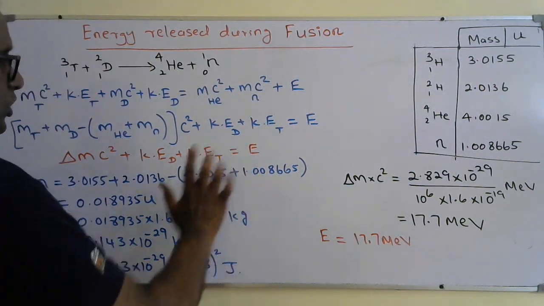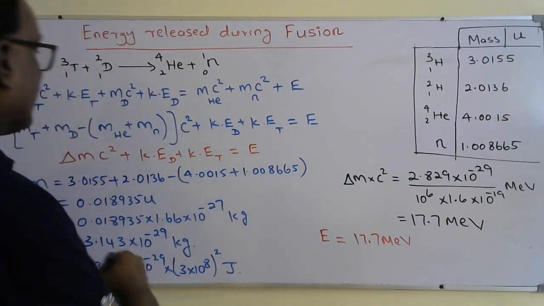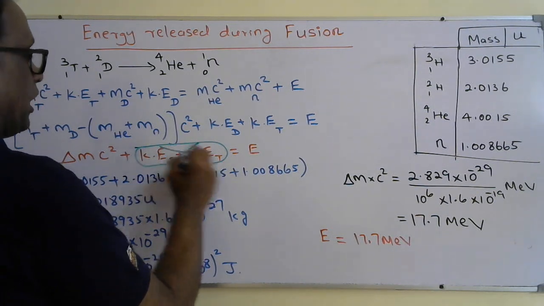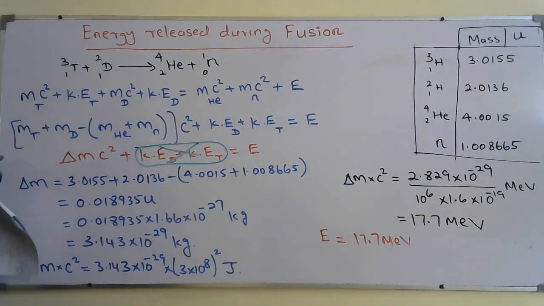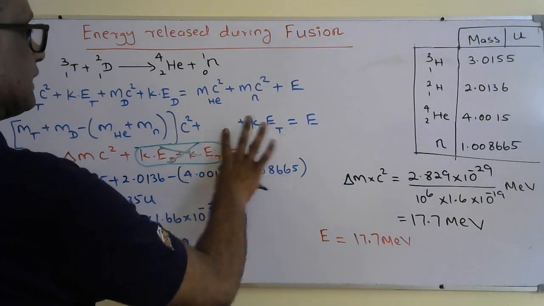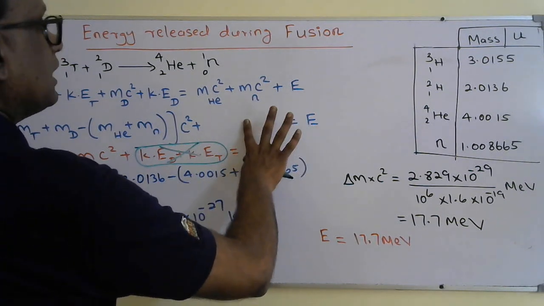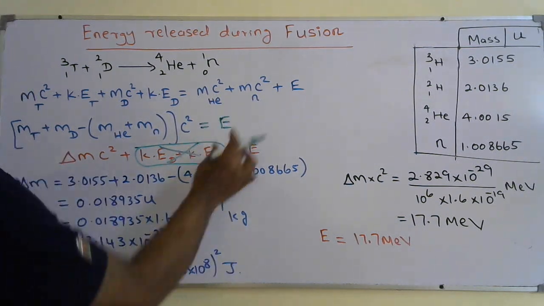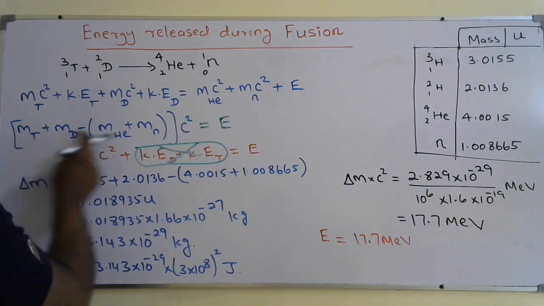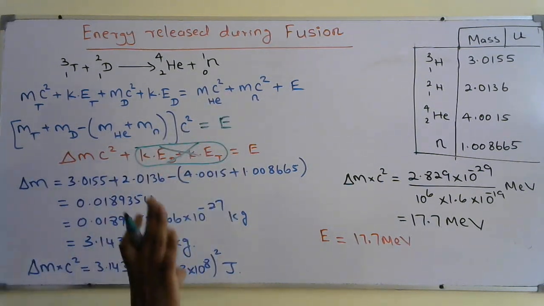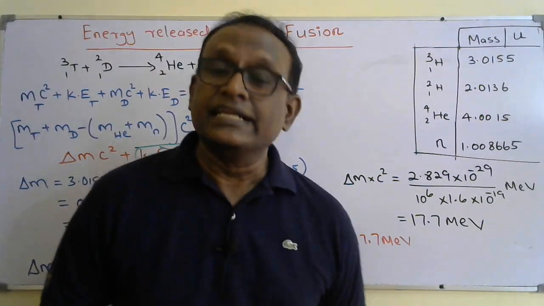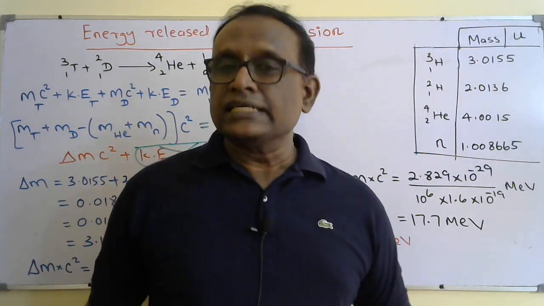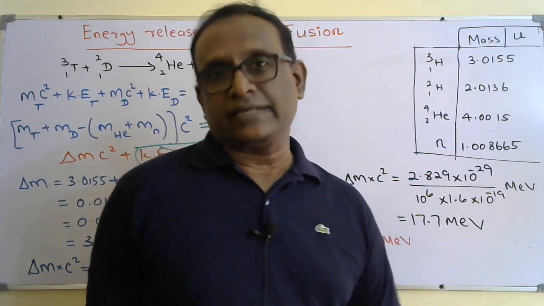That's the energy release. We don't need to consider this part, the kinetic energy of deuterium and tritium. From the exam view, you can directly write this one. So the energy release, that is equal to E, is equal to mass deficit into C squared. That's all, a simple way you can write the energy release during a fusion reaction. We don't need to consider the kinetic energy of deuterium and tritium.